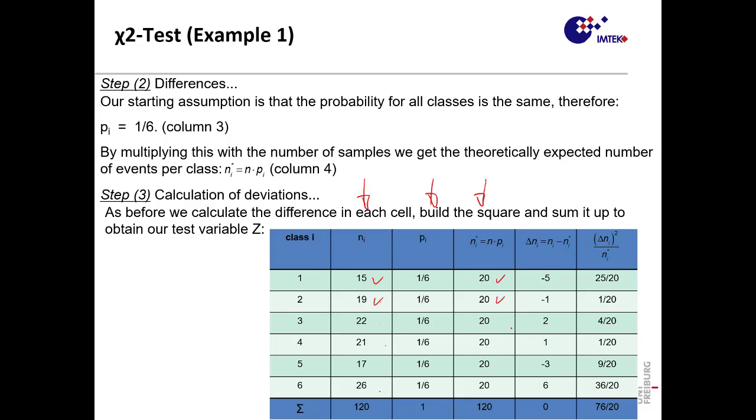20 from 19, 20 for 22, and so on and so forth, and you build the fourth column. Then you subtract, square it, and divide it by the theoretical value. And then you do that for each row. The last one will be the sum of all of the rows, and this is your chi-square statistic.